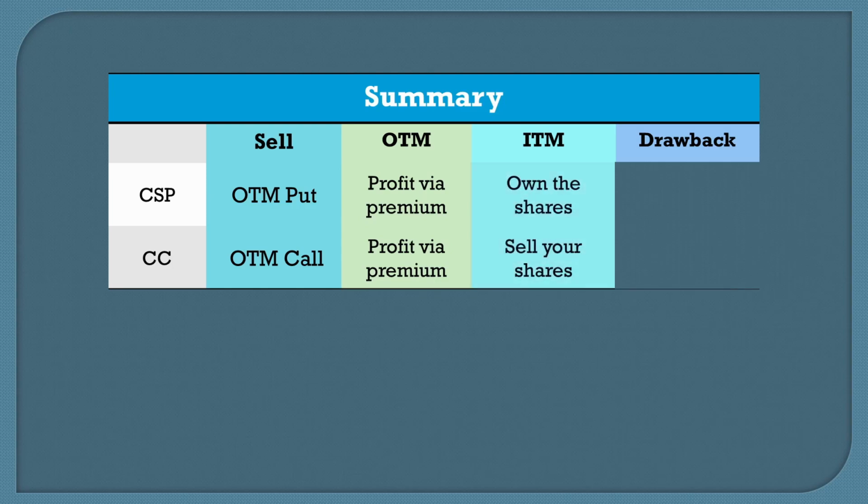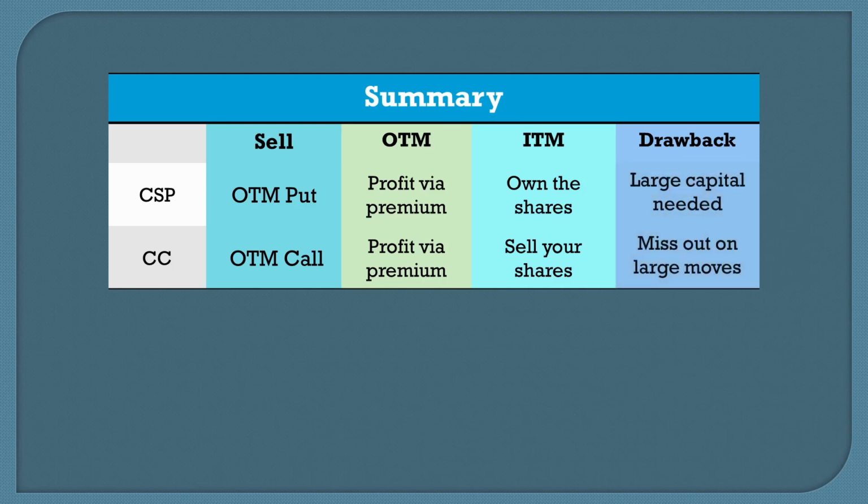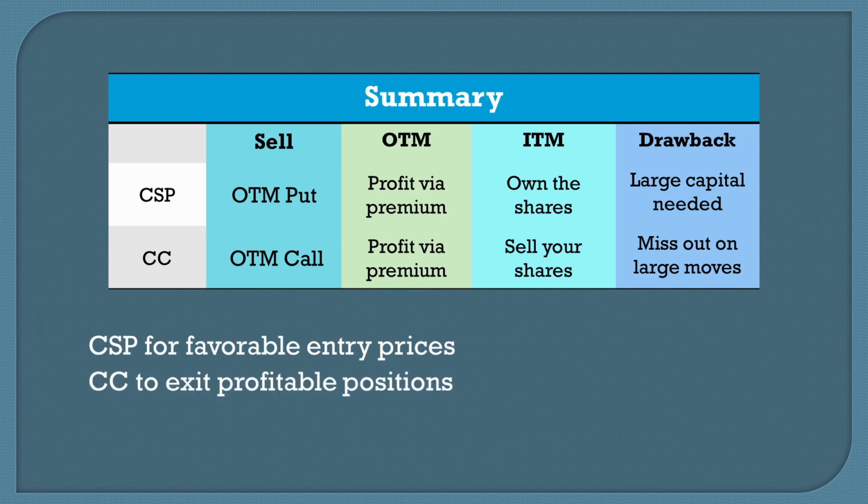If the option is in the money, for CSP you will own 100 shares, and for CC you will sell 100 shares. Now the drawback of using a CSP is you need to have a large amount of capital on standby, and for CC the drawback is you might miss out on a large move if it happens. Some people think of cash secured puts as a way to enter positions at favorable prices, and covered calls as a way to get more profits on already profitable positions.